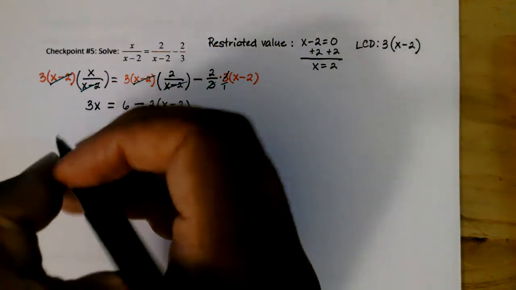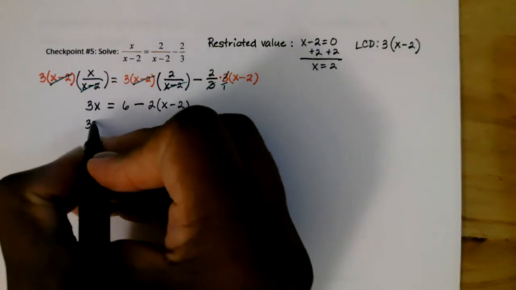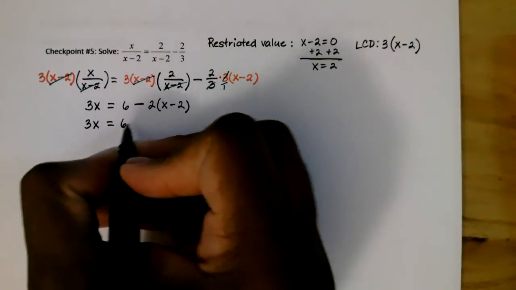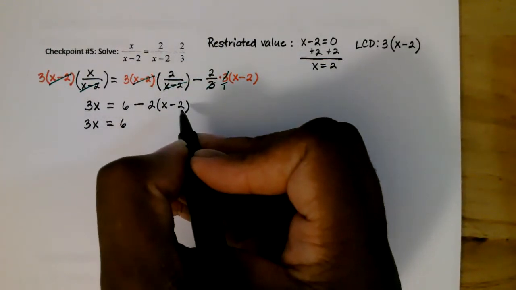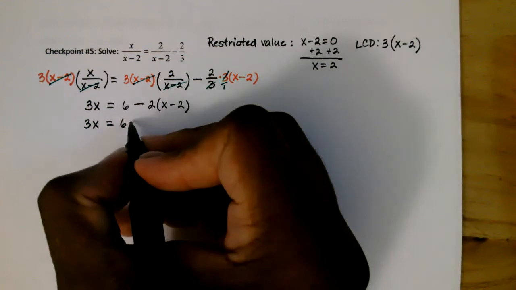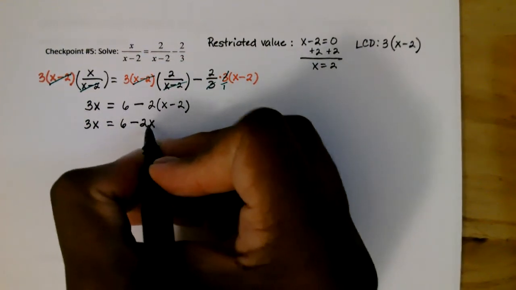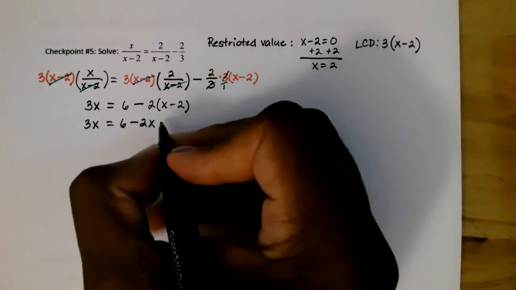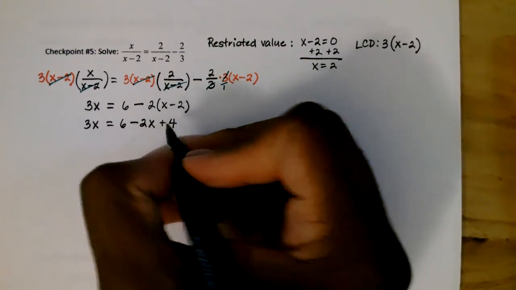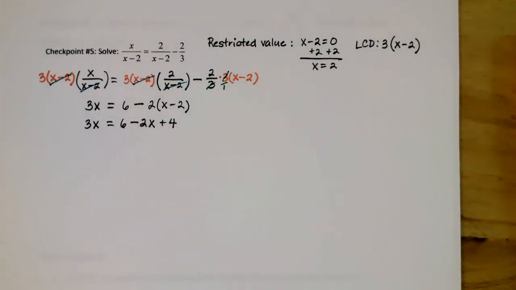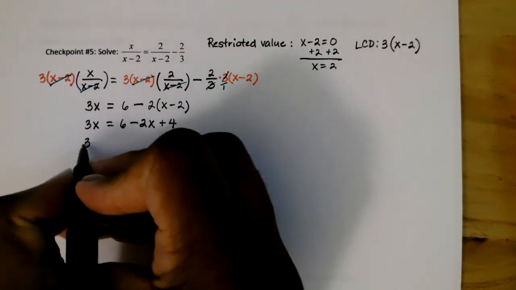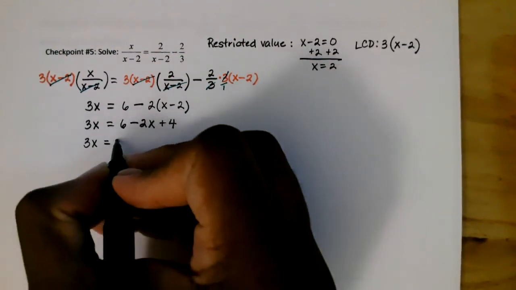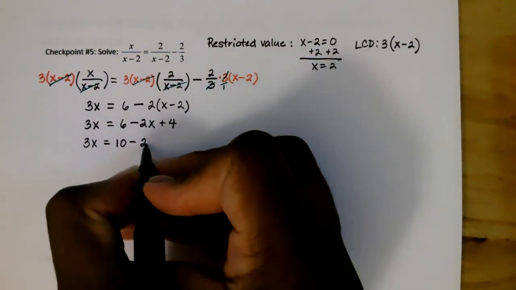And now let's simplify the right-hand side. Bring down the 3x. And that's equal to 6. Now that minus, change the sign of everything in the parentheses. So minus 2 times x will be minus 2x. And then minus 2 times a minus 2 would be a plus 4. And then add my constant term, 6 plus 4 will be 10. So I got 3x is equal to 10 minus 2x.